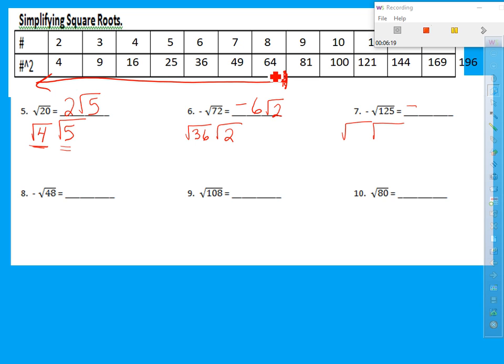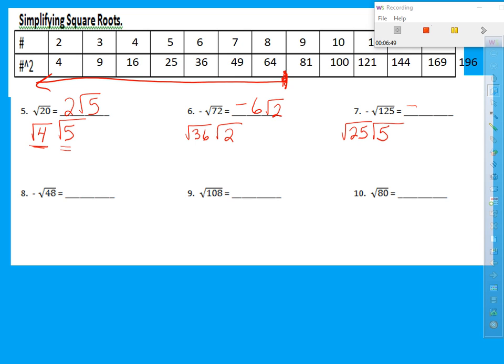I'm going to look at the 64, the 49, the 36, the 25. I'm going to stop at the first one that divides into 125 nicely. So when I go 125 divided by 64, I get a decimal. 125 divided by 49, I get a decimal. Divided by 36, another decimal. Divided by 25, now I got something. 25 goes into 125 5 times.